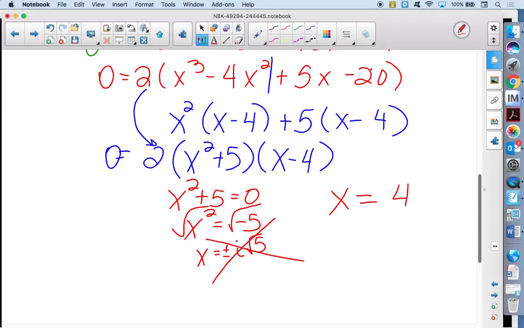So you don't have to do any, I know that you just talked about the 2, but you don't have to put it back in. You don't put it back in, it doesn't affect it because you end up dividing it out anyway.